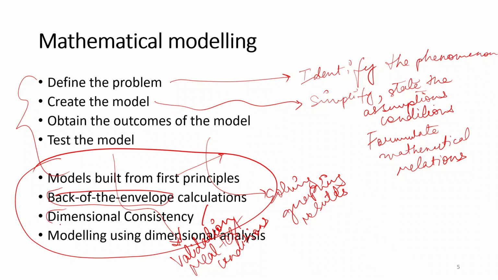Then you have dimensional consistency, or people also say dimensional homogeneity. Basically, all the dimensions, how they are adding or subtracting, that should be maintained. And then there is another aspect called modeling using dimensional analysis, where we will see how maintaining dimensional consistency can be used to model different systems, and to get an idea of what the dependent variables are. We will see that in the coming problems.